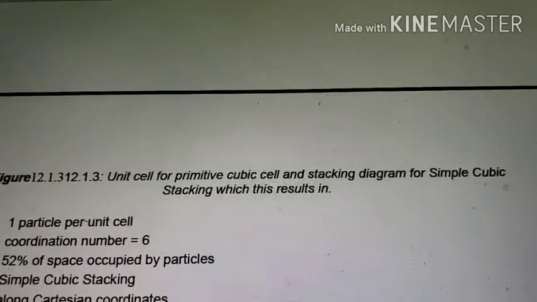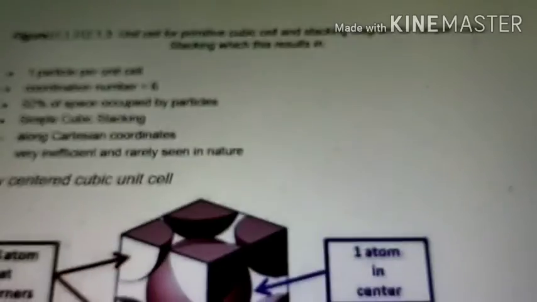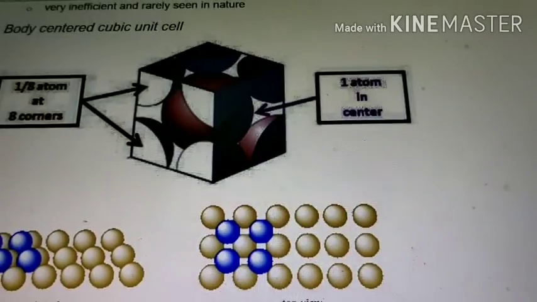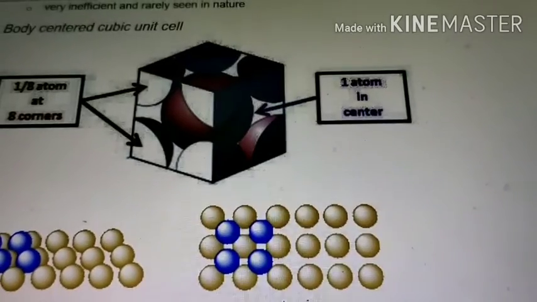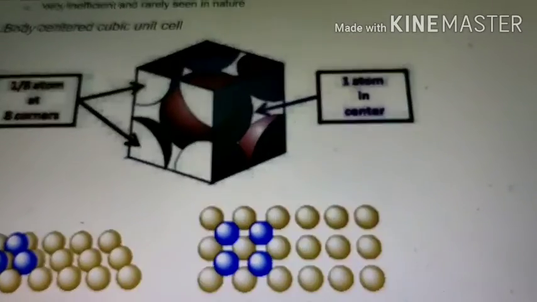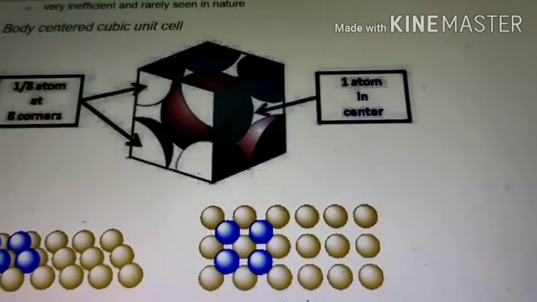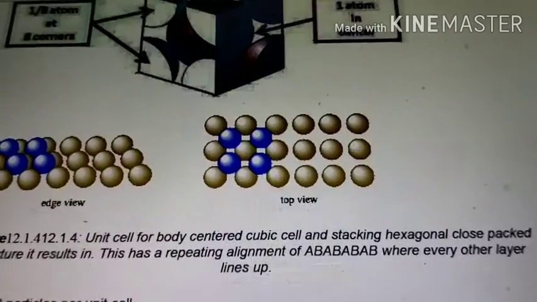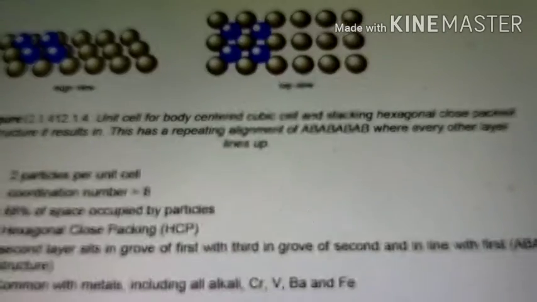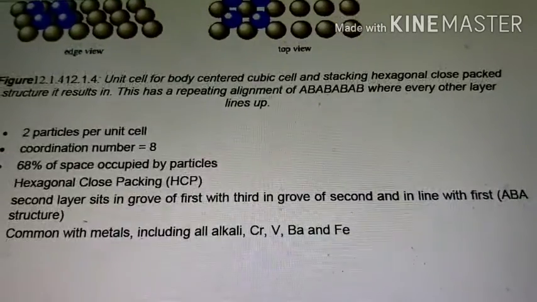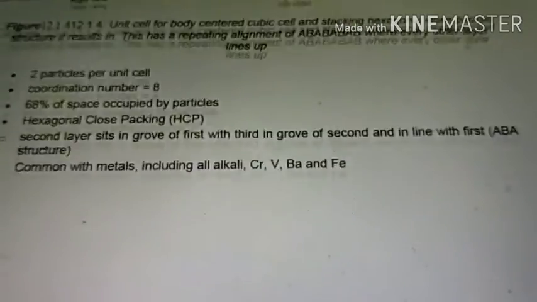So 1/8 of the atom lies at each corner. So totally 8 corners, 8 into 1/8, is equivalent to 1 full atom. And in the case of body-centered cubic cell, 1 full atom is there at the center of the unit cell, and at each corner 1/8 of the atom is projecting inside. Therefore, 1 full atom from all the corners, so totally 2 atoms.